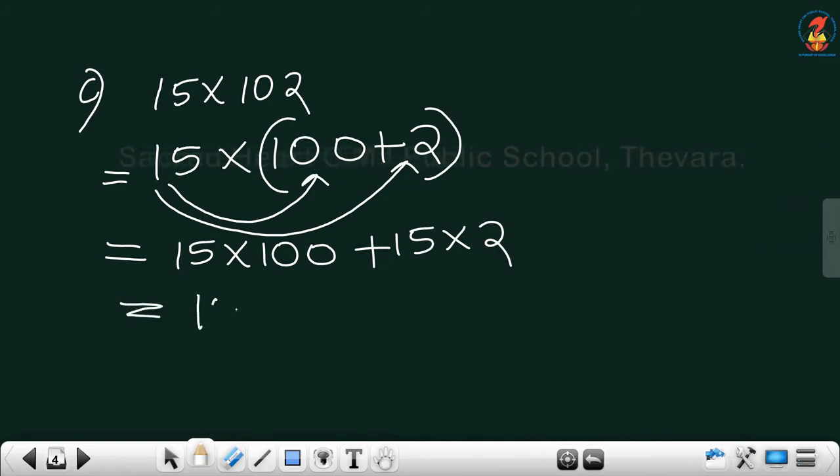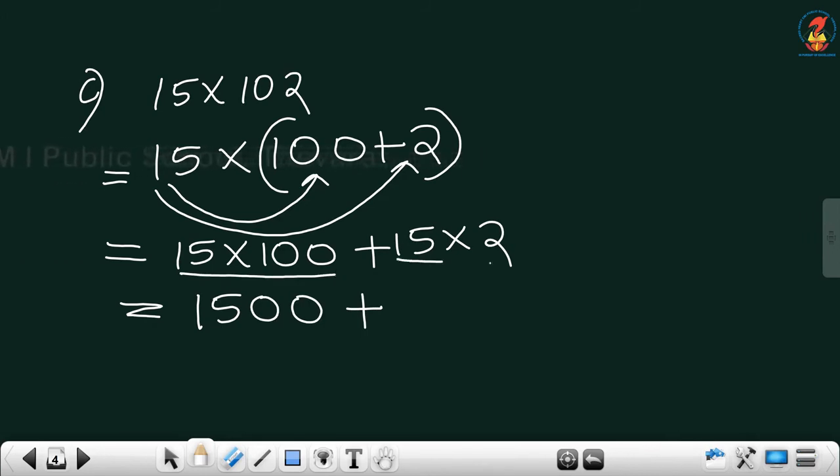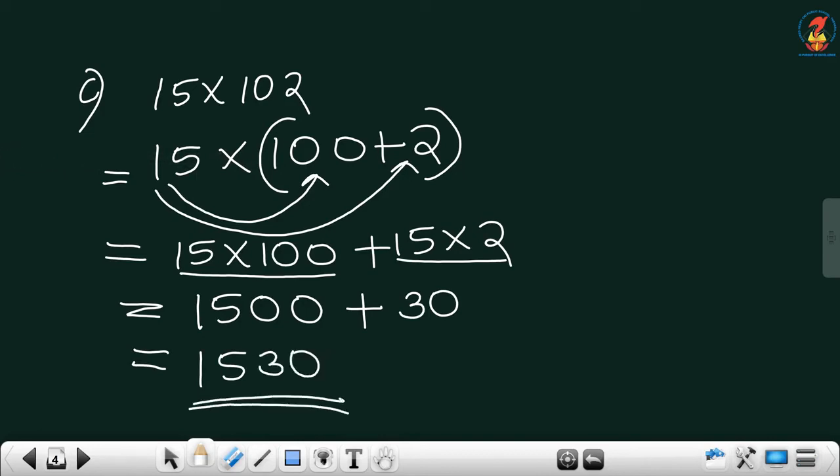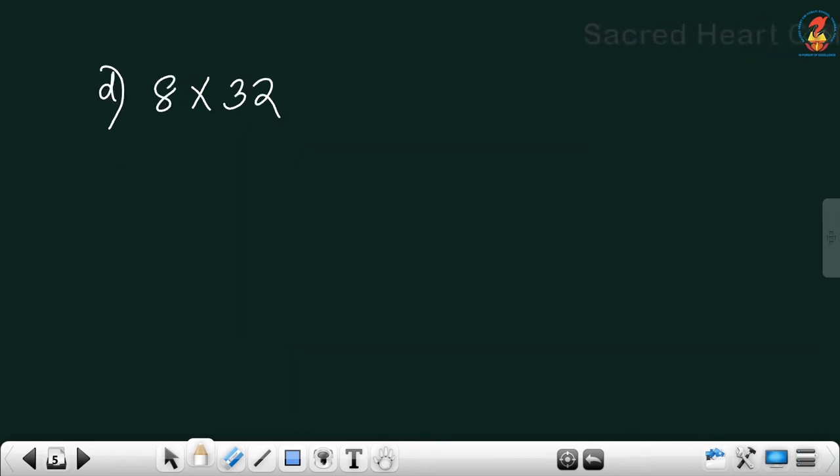Now what is the next step? 15 into 100, what is the answer? 1500. 15 into 2, what is the answer? 30. So 1500 plus 30, what is the answer? 1530. So you got the answer, is it? I think now it's clear for everyone. Now move to the next question.